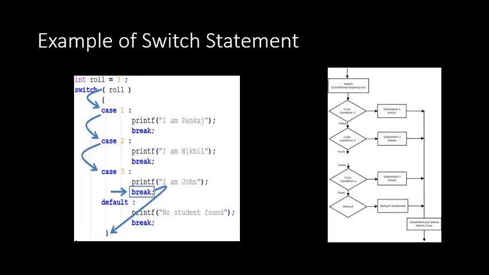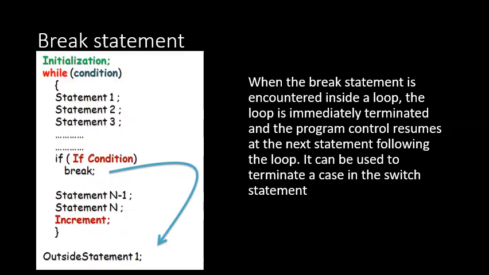Here is the example of the switch statement. Suppose I have taken the roll number as 3. So I will check the roll. If case 1, then it will print Pankaj. If roll number case is 2, it will print Nikhil. If roll number case is 3, then it will print John. Now we have chosen 3, so case 3 is matching. 3 is matching with our roll number, so it will print I am John. But if I had taken 4, there is no case for 4, so it will print the default case, that is, no student found.